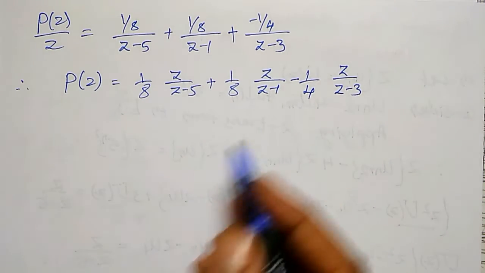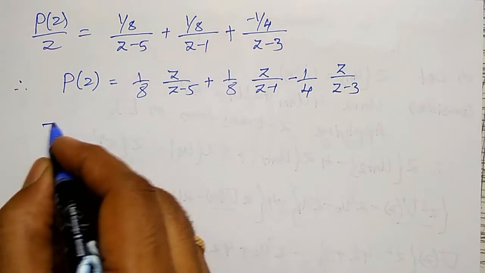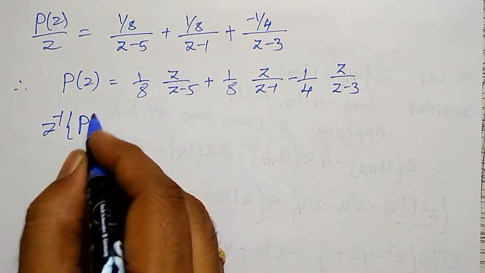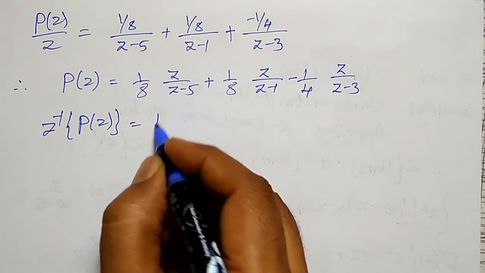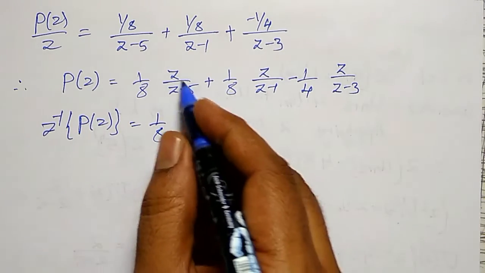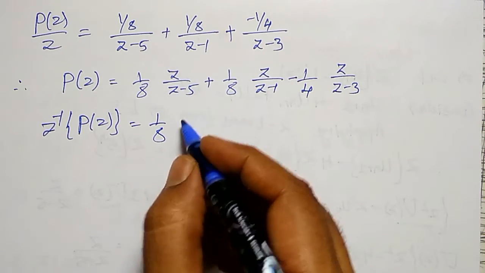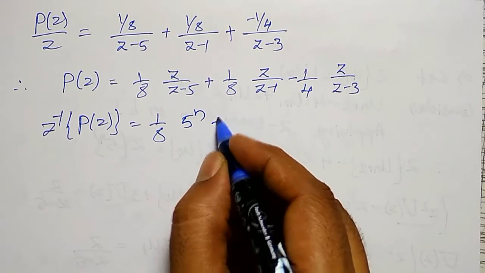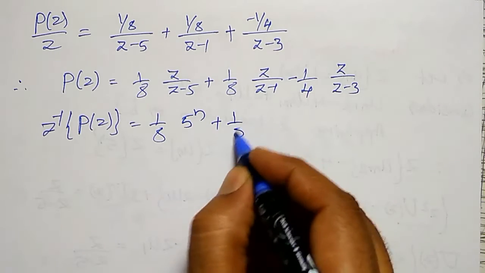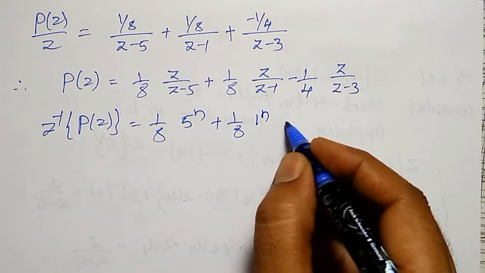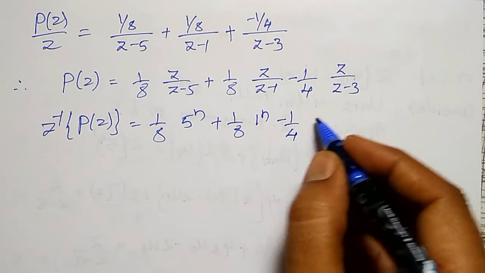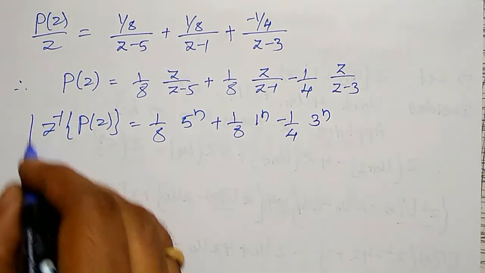Now, inverse z transform on both sides. Therefore, inverse z transform of P of z is equal to 1 by 8 times the inverse z transform of z divided by z minus 5, which is 5 raised to n, plus 1 by 8 times 1 raised to n minus 1 by 4 times 3 raised to n. Keep ready this one.